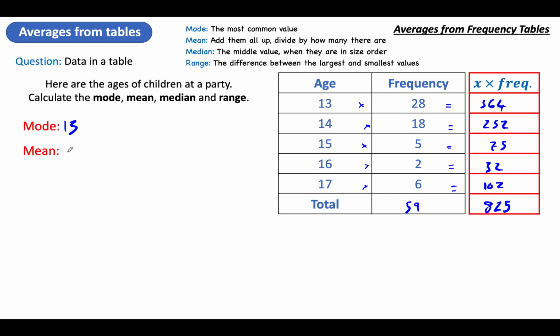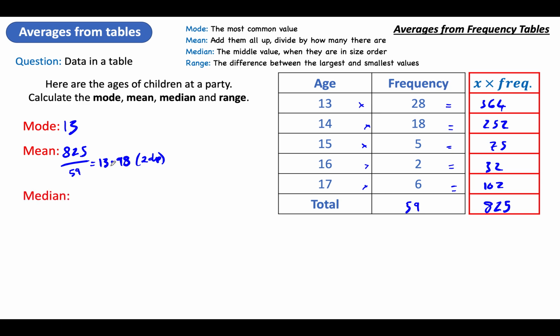So the mean is, add them all up, so that's 825 years, divided by the total frequency of 59. So 59 is, horrible decimal, 13.98 to 2 decimal places. And again, I didn't say what accuracy to use, as long as you've done something reasonable. What about the median, the middle person? How old is the middle person?